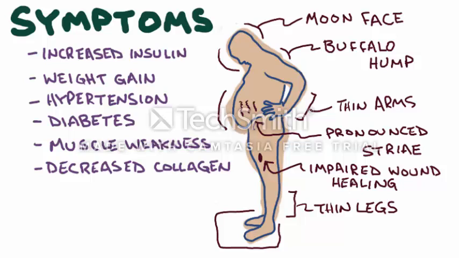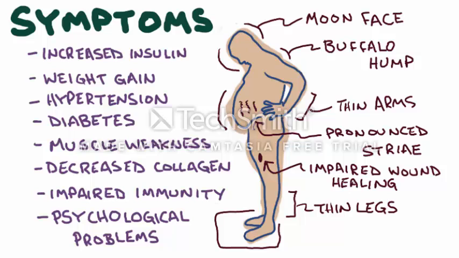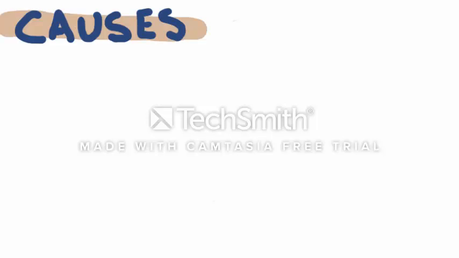To make matters worse, because the cortisol suppresses immune function, sufferers of Cushing syndrome are more vulnerable to infection. Finally, although we haven't discussed the mechanism, patients with Cushing syndrome may develop psychological problems such as depression or cognitive dysfunction. So what's the cause of Cushing syndrome?